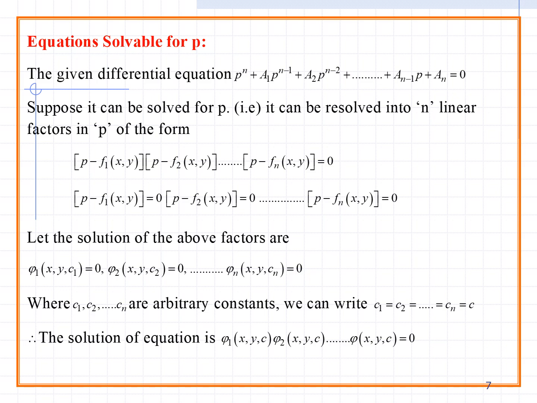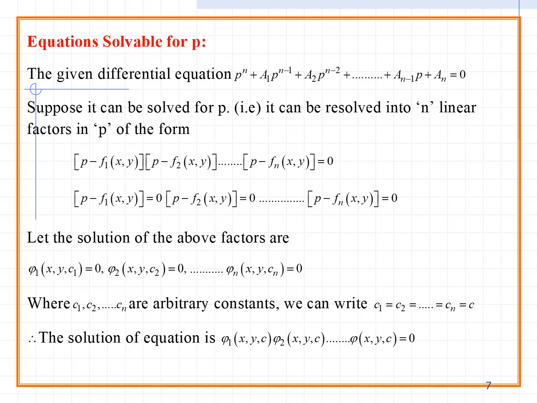Let us see equations solvable for p. The given differential equation is p to the power n plus a1 p to the power n minus 1 plus a2 p to the power n minus 2 and so on, plus a(n minus 1) p plus an equal to 0. This is the given differential equation. So how can we solve this equation?